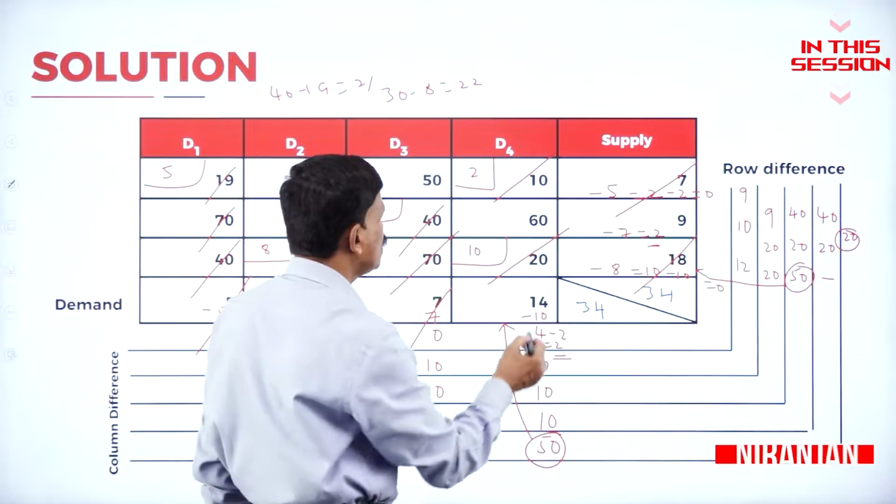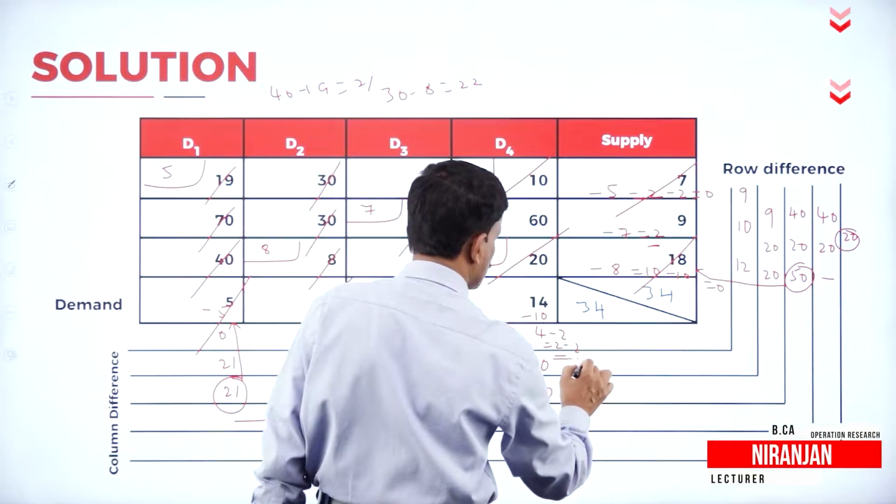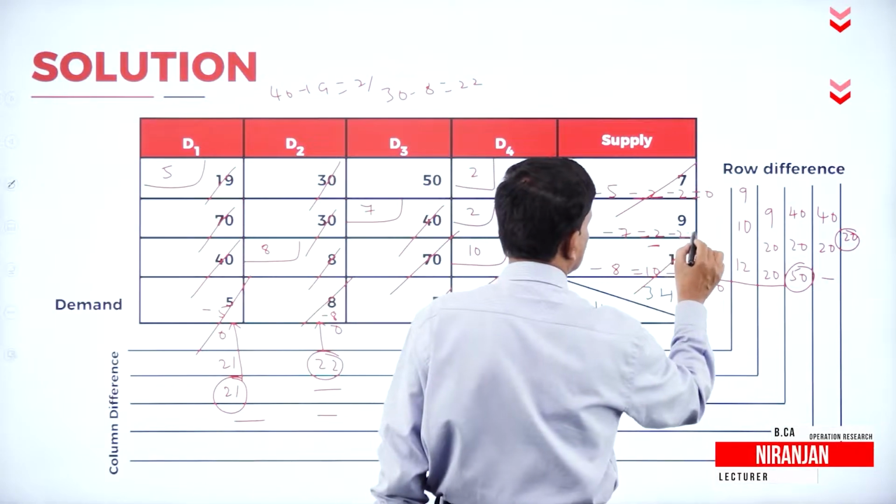Demand and supply are equal, so I can allocate 2 here. Then this 2 becomes 0. You can substitute 2 also, this also becomes 0.